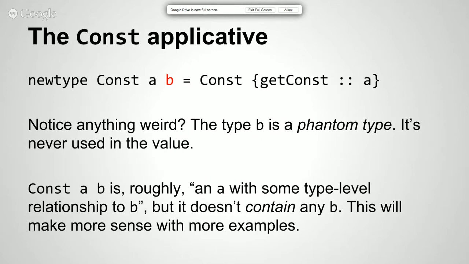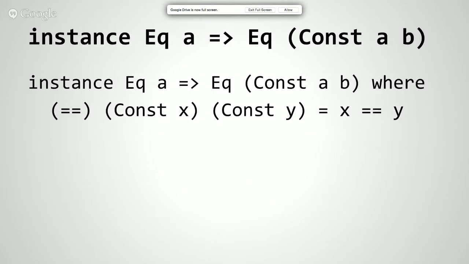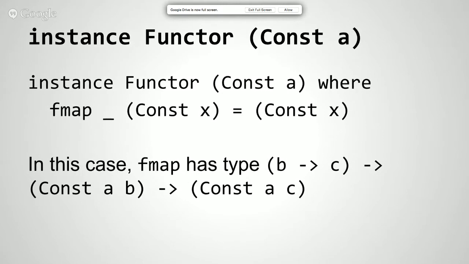What it's conceptually saying is that it's an A. It's really an A, but we have some type-level relationship to B, even though it doesn't contain any B's in it. And that's actually going to make sense, even though it seems like it shouldn't. So if A is an equality type, then Const A B is an equality type. Even if B is not, it doesn't matter because it doesn't care about B's.